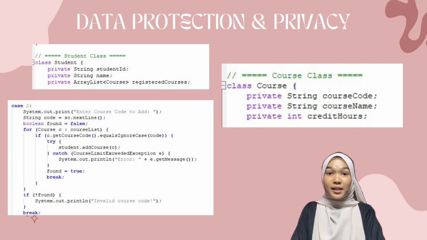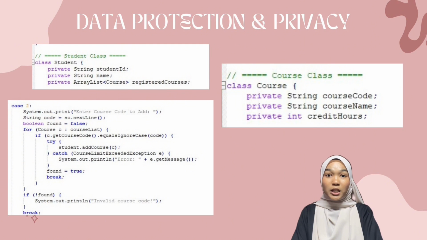The second method is exception handling for system security. We create a custom exception called course limit exceeded exception. This exception will be triggered if a student tries to register for more than the allowed numbers of courses. For example, undergraduate student can only register for 5 courses, while postgraduate student can register for 3. This helps the system prevent invalid operation and ensure the data remains consistent and protected from misuse.